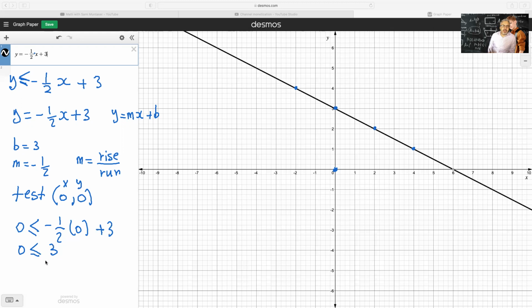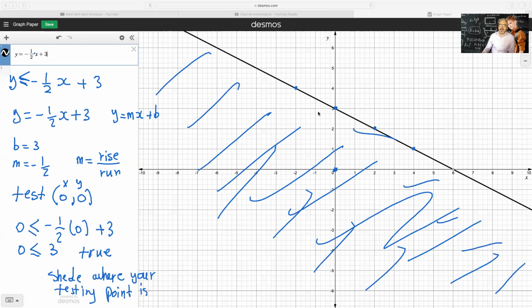If the statement is true, which is the case here, then you shade where your testing point is. So you're shading underneath the line. Yeah, and this is done for that question. We'll move on to the next question.